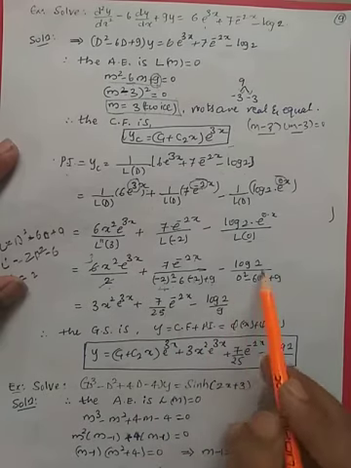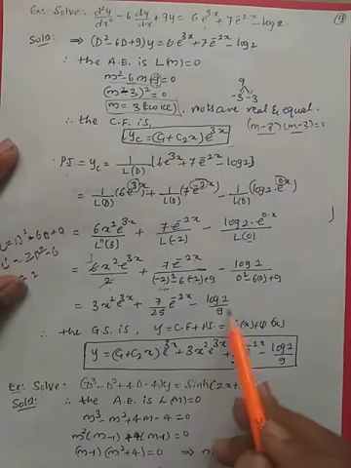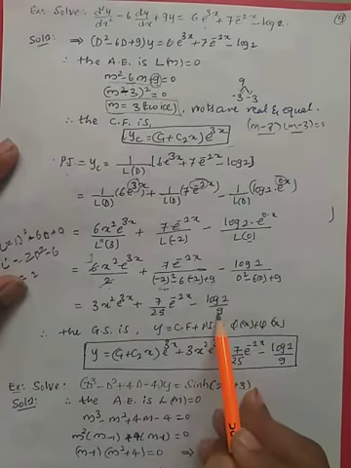Now here it is minus log 2 divided by 0. This is 0, this is 0, then plus 9. So after simplification this becomes our particular integral.